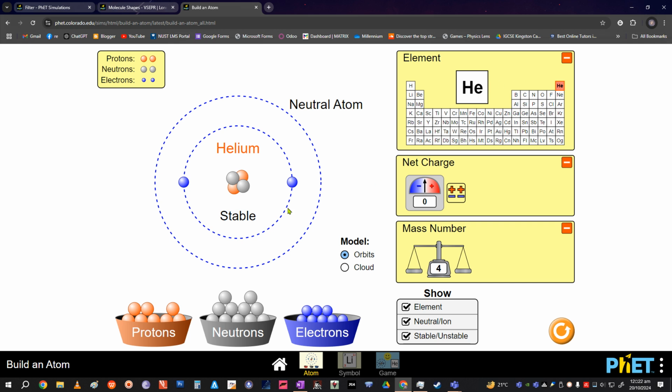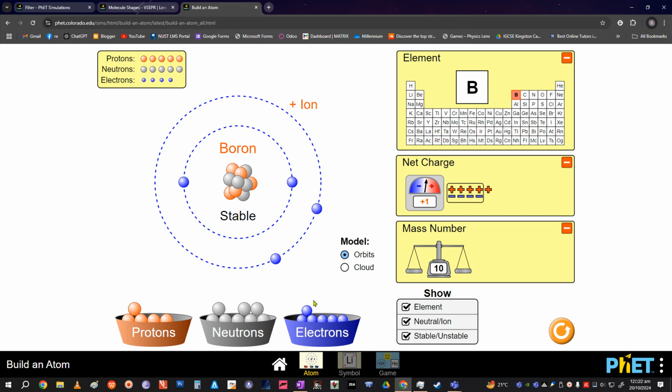So this way you can build any atom. You can see whether it is stable. You can see this is now unstable because the neutrons are not balanced. Now they're in balance. Now this is positively charged, so I need to put in some electrons, probably, just to balance it out. So this way you can build several atoms and see what they're like.